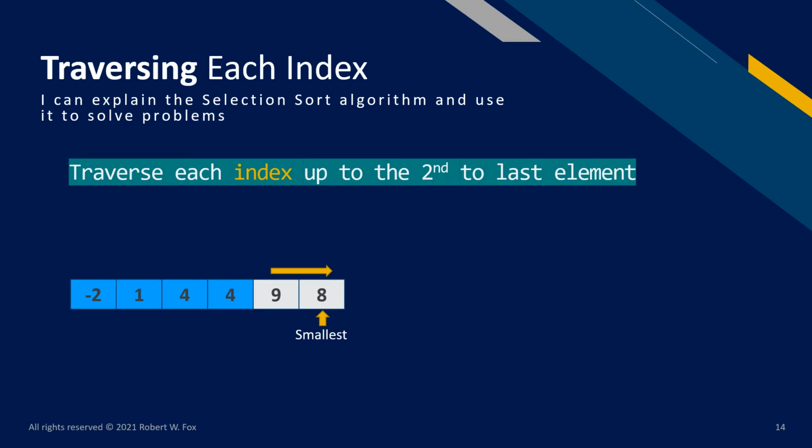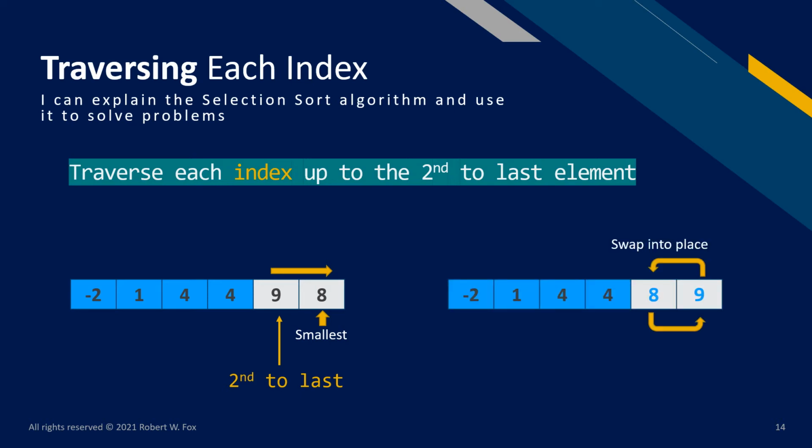Remember when we did our example earlier, we started at index 0 and put the -2 in place, and then the 1 and the 4 and the 4, and our last stop was the second to last element, the 9. And from the 9, we did our final linear search and found 8 was the smallest, and then we swapped them into place. And at that point, we were done. We never went past the second to last element.